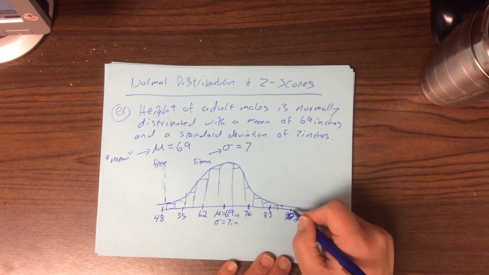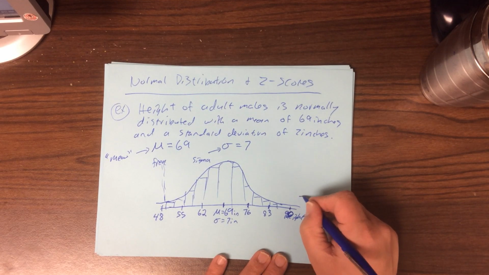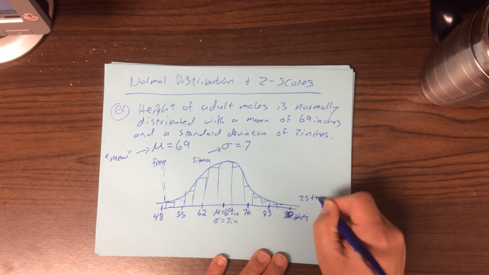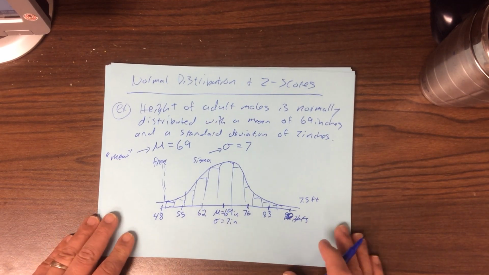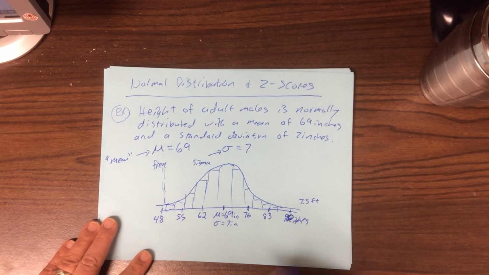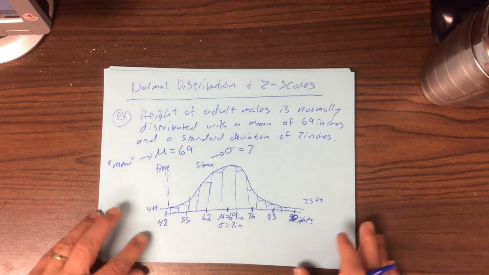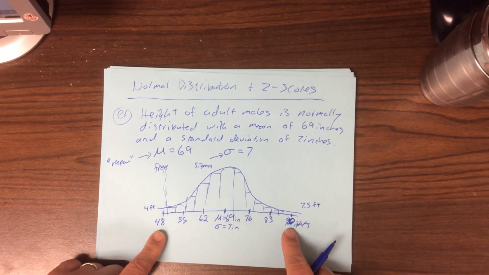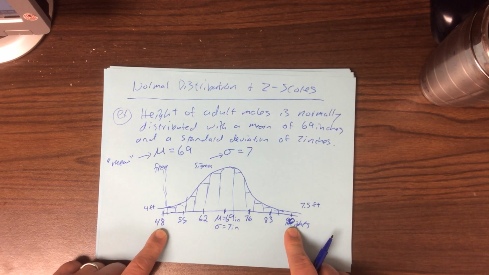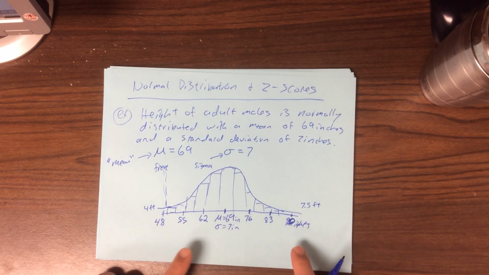And 90 inches is actually like 7.5 feet tall. 48 inches is actually 4 feet tall. And that would be about right. I would say the majority of adult males would be between 4 feet tall and 7.5 feet tall. Okay, so this actually fits what we know about the height of adult males.